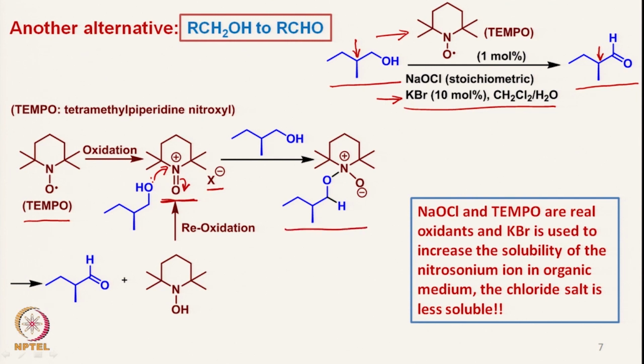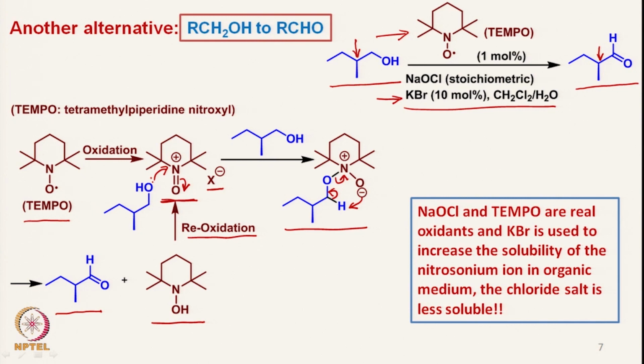This intermediate is now suited to undergo oxidation in this fashion to the corresponding aldehyde, with the release of the corresponding N-hydroxypiperidine and the corresponding aldehyde. This one here is reoxidized with sodium hypochlorite to go to the corresponding nitrosonium salt, which is what is actually the oxidant that allows the alcohol to react and to form the aldehyde.